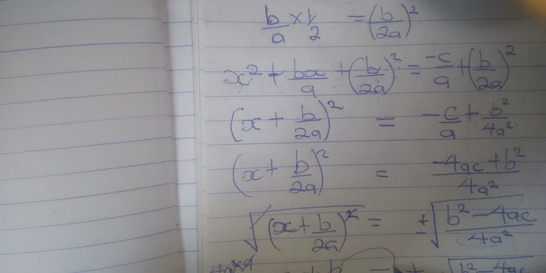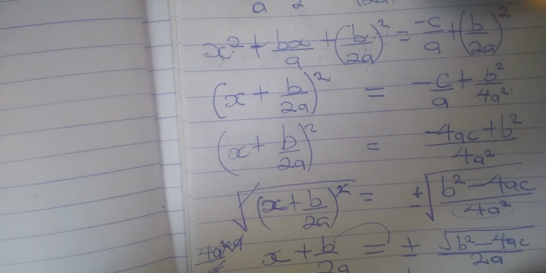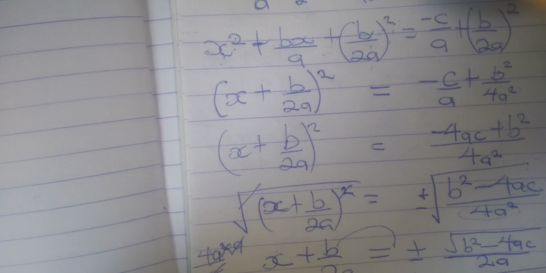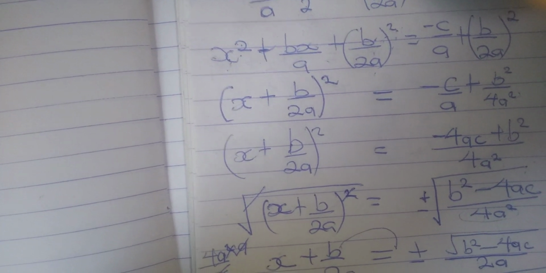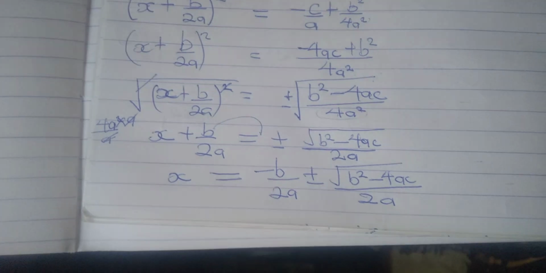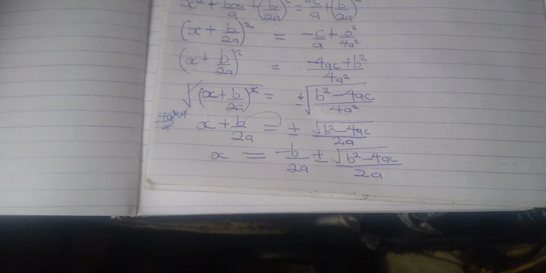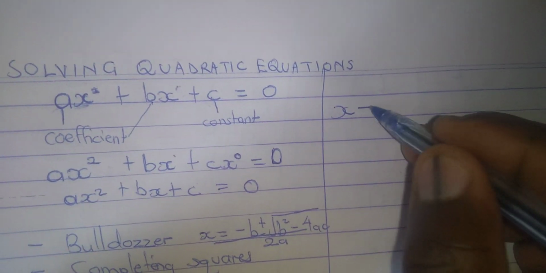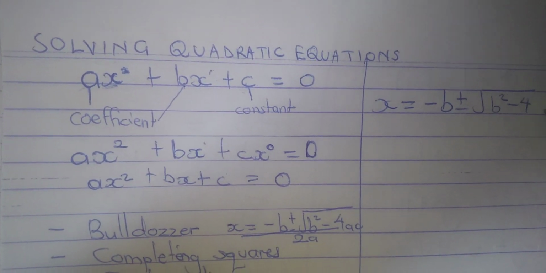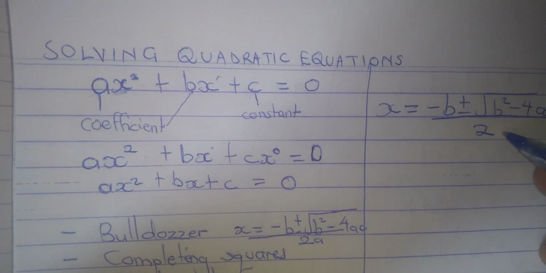How? We carry this side and we bring it here. It becomes a negative b over 2a plus or minus root of b squared minus 4ac over 2a. But we ideally know, if the denominators are the same, we just maintain the denominator and then we deal with the numerators. So ideally we shall come to an expression we always see as the bulldozer formula, which is x will equal to negative b plus or minus root of b squared minus 4ac over 2a.